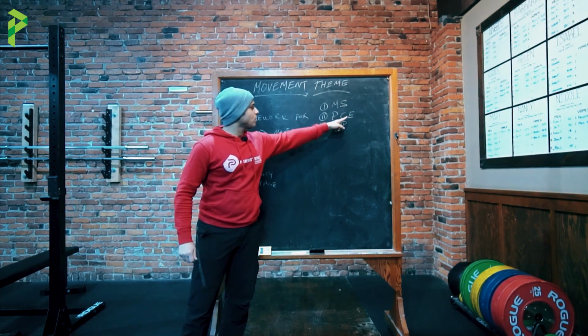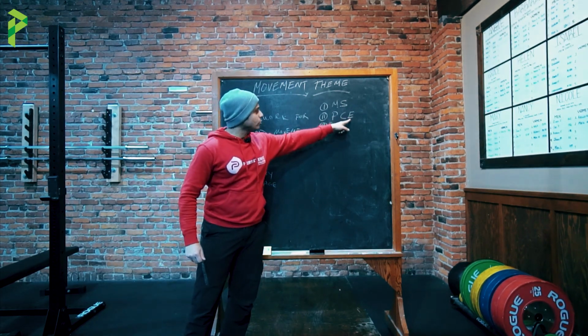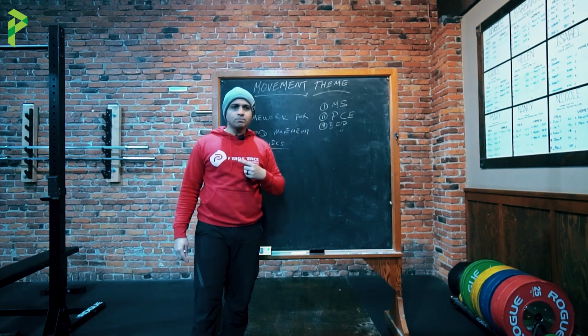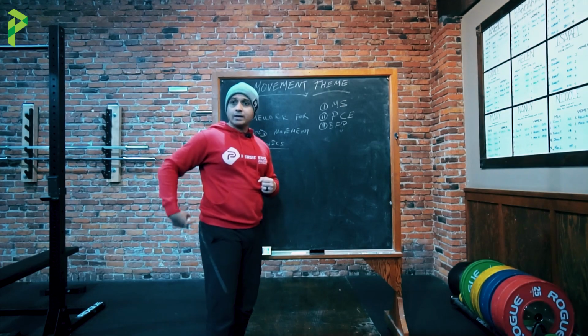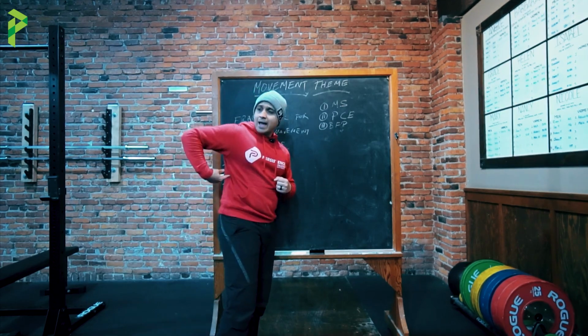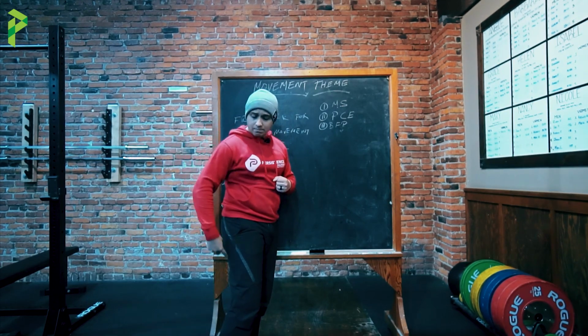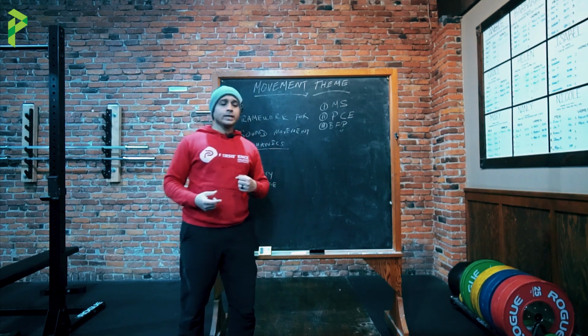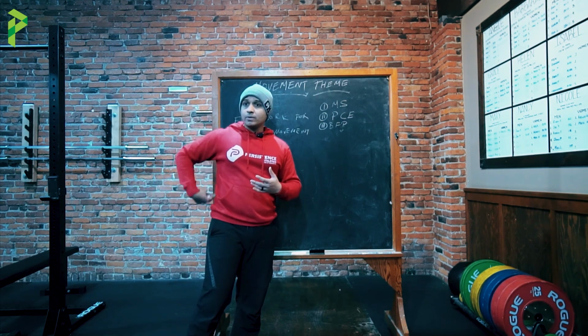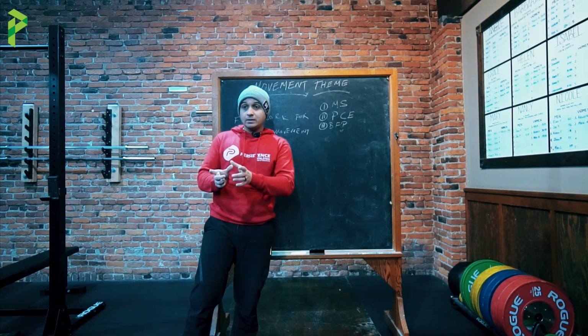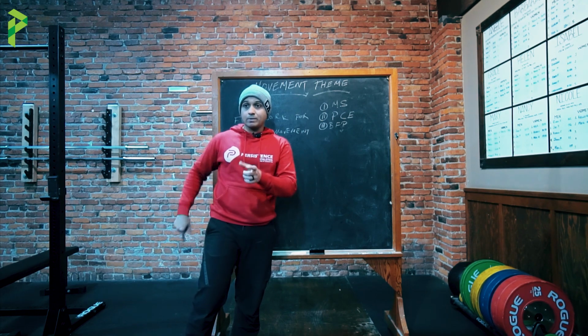Now, why do I want the posterior chain? I didn't talk about it much here. Why do I want posterior chain engagement in all the movements? What is the reason for that? The biggest muscles in your body are in your back: hamstrings, glutes, back erectors. These are the biggest muscles in your body. If you take the example of a battery, the majority of your energy is coming from the back. So 80% of the battery of the car is back muscle, 20% front.